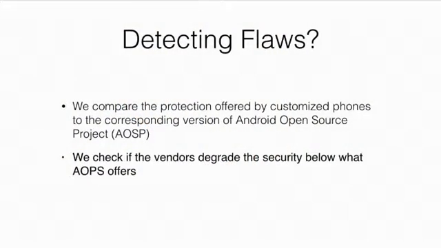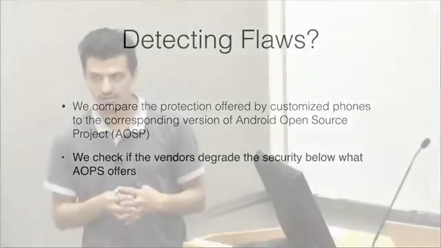So how do we measure the security of these customized phones? What we do is we compare the protection level on the customized phones to the corresponding version of the Android open source code. For example, if a phone has Android version 4.0.3, then we compare the security of this version to the Android Open Source Project, that is, we use it as a reference of the same version. So here the assumption is that we are not saying that AOSP, oh sorry, this is an error, this is AOSP.